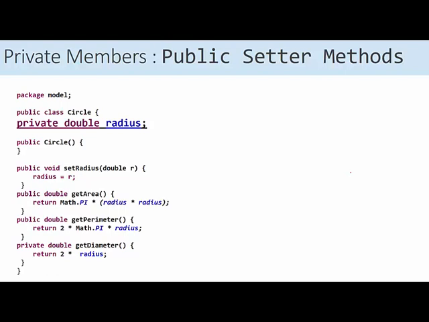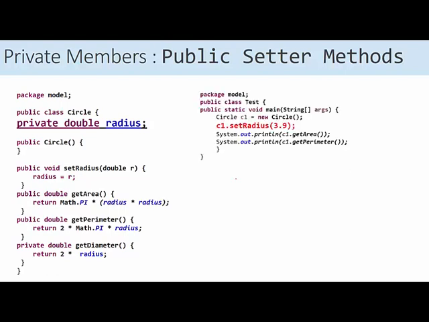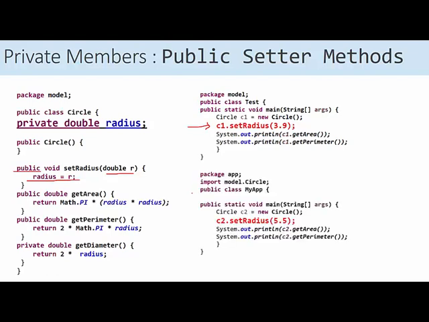So one way to get around this is to provide the client or the user of your class with a setter method in which he sends the radius, and there inside your method you can validate the value. See, this setRadius method is public. The user now can access it from inside the same package or a different package if it's public. The same thing I can do here with the myApp class, which is in a different package.